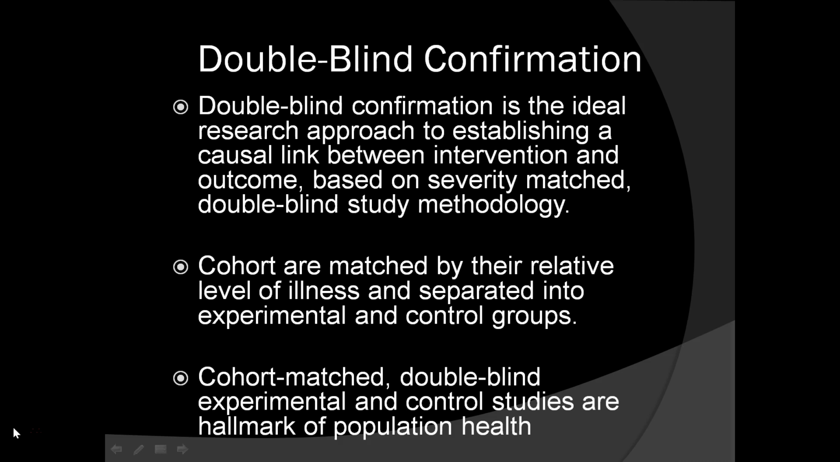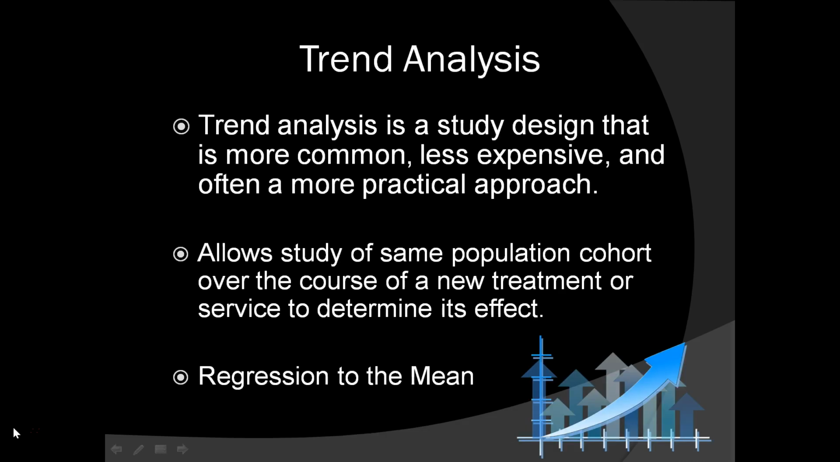However, these studies are expensive and often impractical. Trend analysis is a study design that is more common, less expensive, and often a more practical approach. Now, since this is not a double-blind, illness burden match design, researchers are less able to establish causality. Now, trend analysis also allows study of the same population cohort over the course of a new treatment or service to determine its effect. This method compares a population cohort at two different points in time, generally before and after intervention, and then also to the regression to the mean.